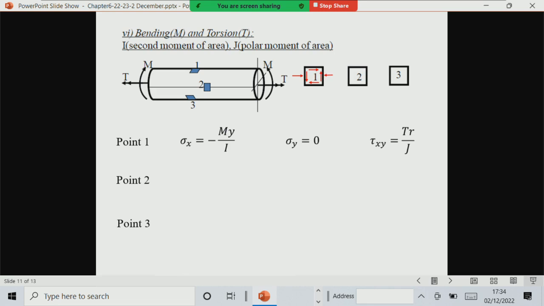So point 1, are you happy with what I've drawn here? Any mistake? Point 2, should I write the same thing for point 2? No? But should I remove from point 1, point 2? The sigma x, very good. And point 3, should I just change the directions of the two arrows?